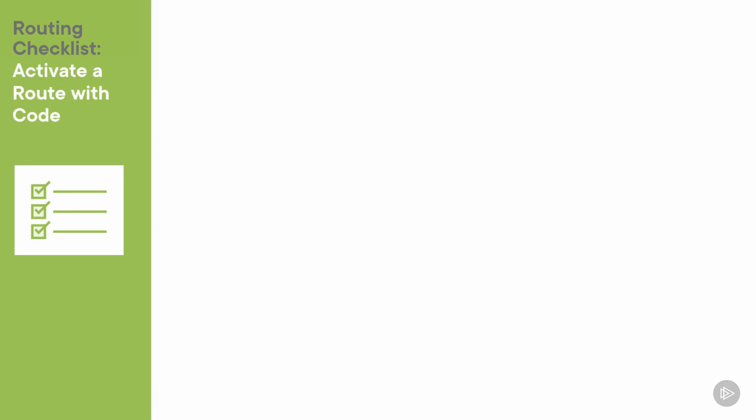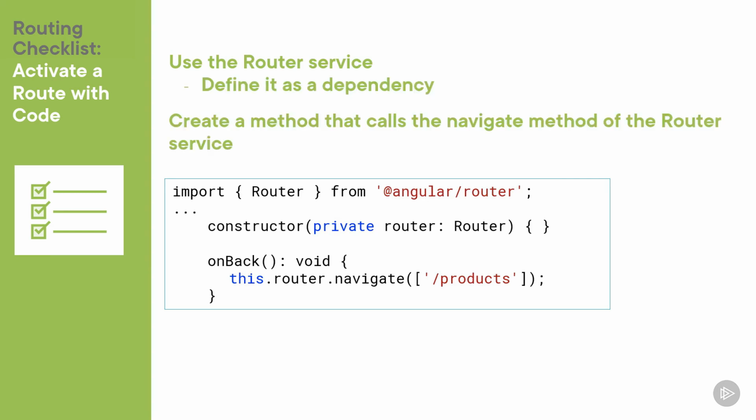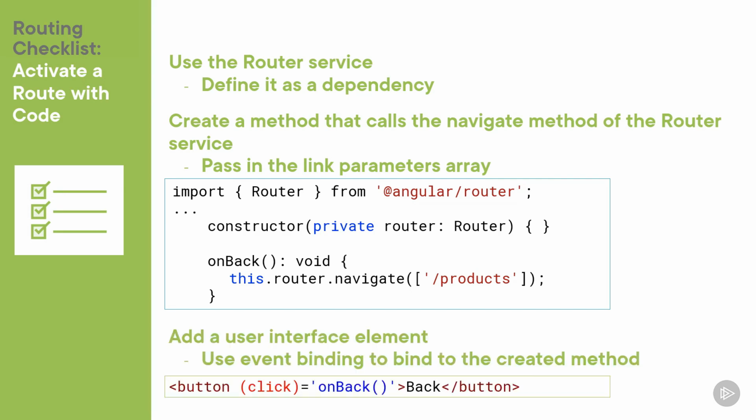To activate a route with code, use the router service and define it as a dependency on the constructor. Create a method that calls the navigate method of the router service instance and pass in the link parameters array. Add a user interface element and use event binding to call the created method.